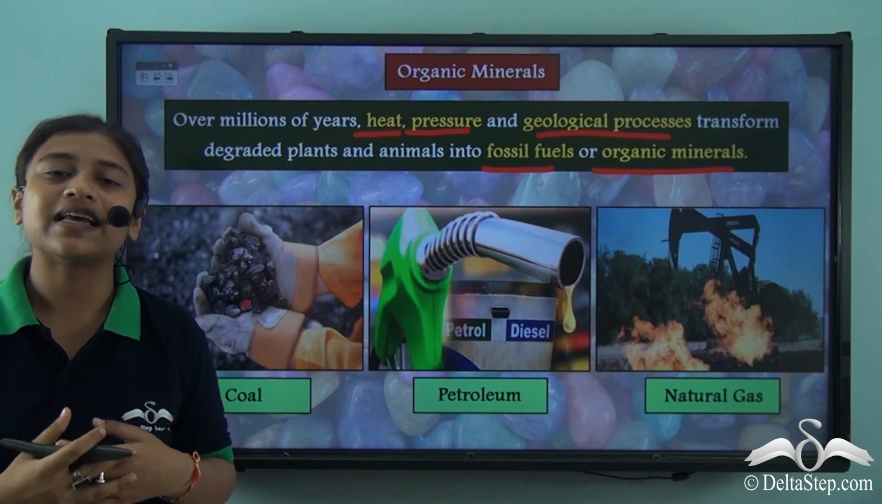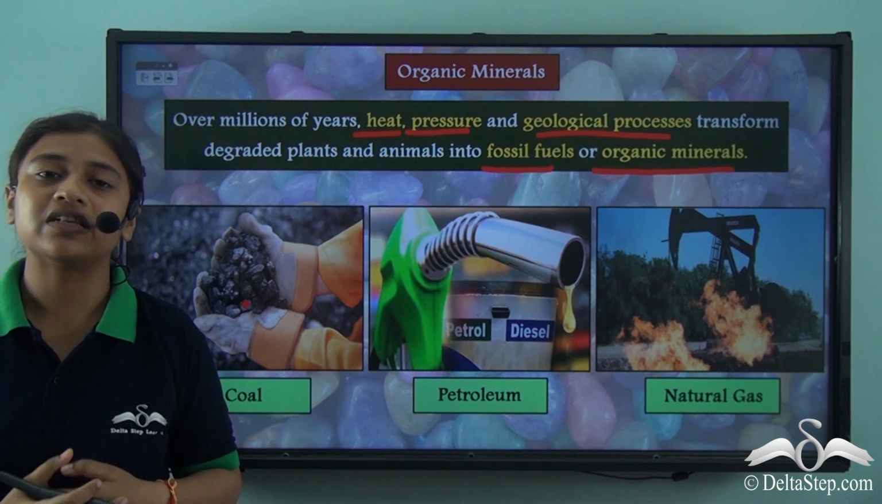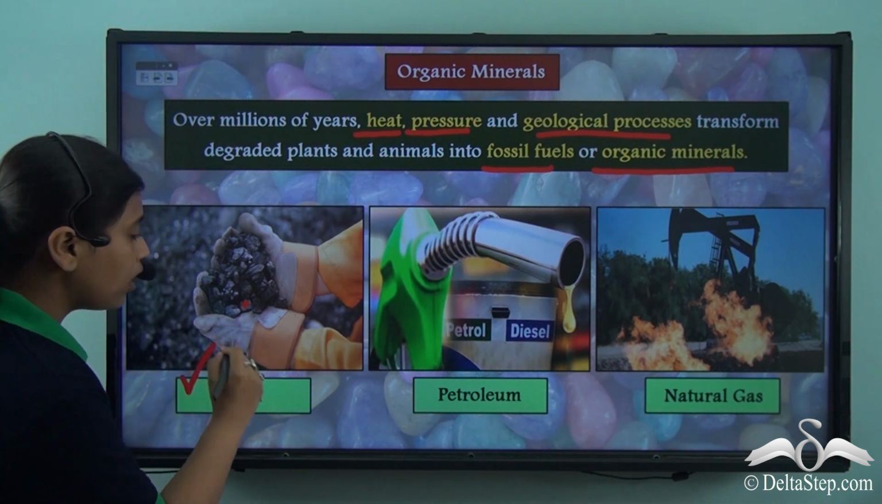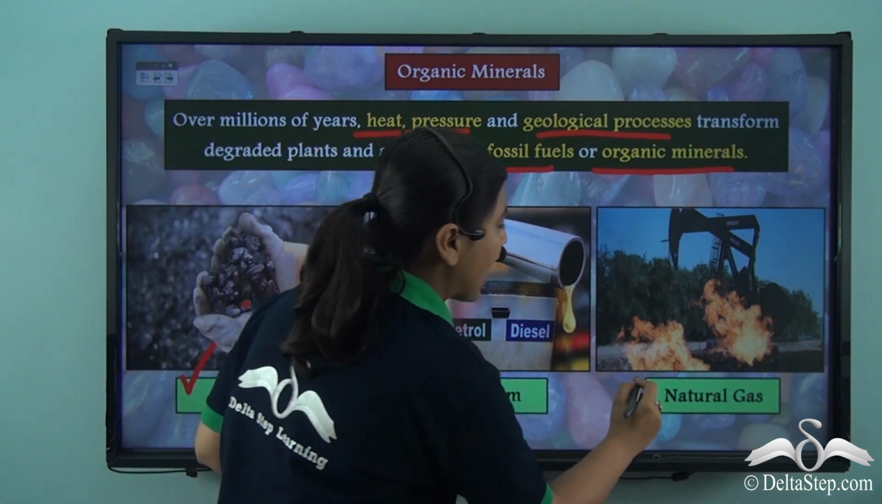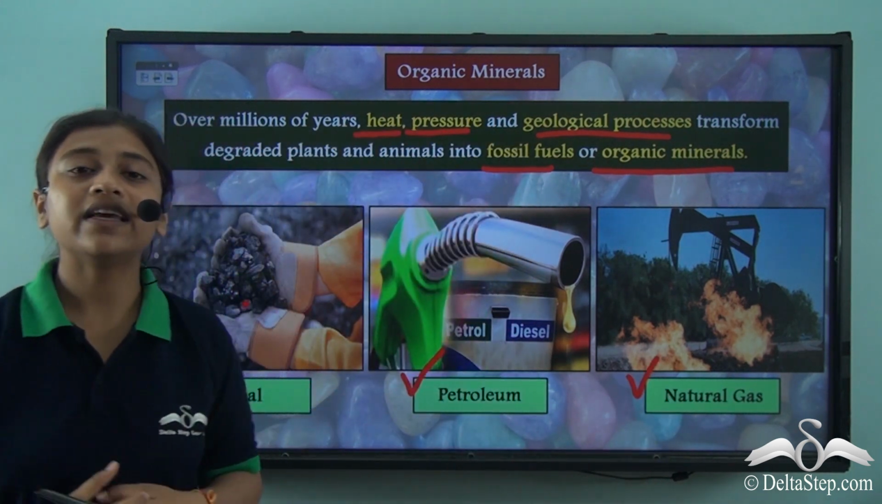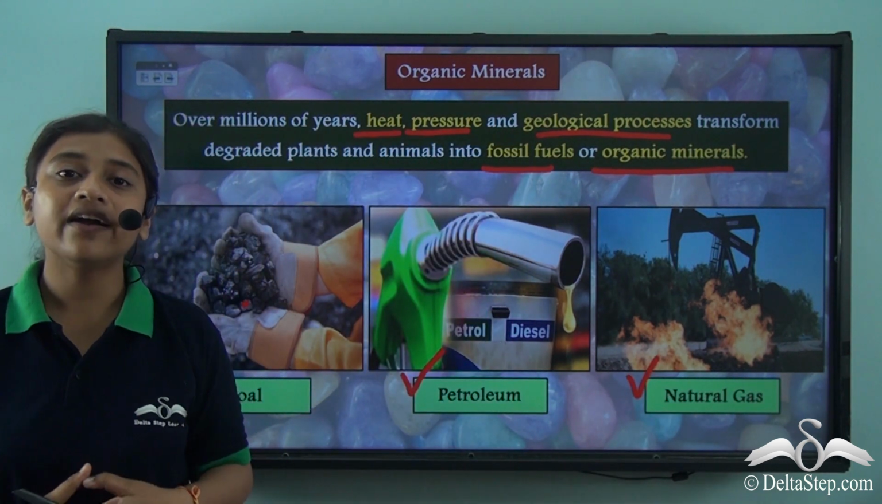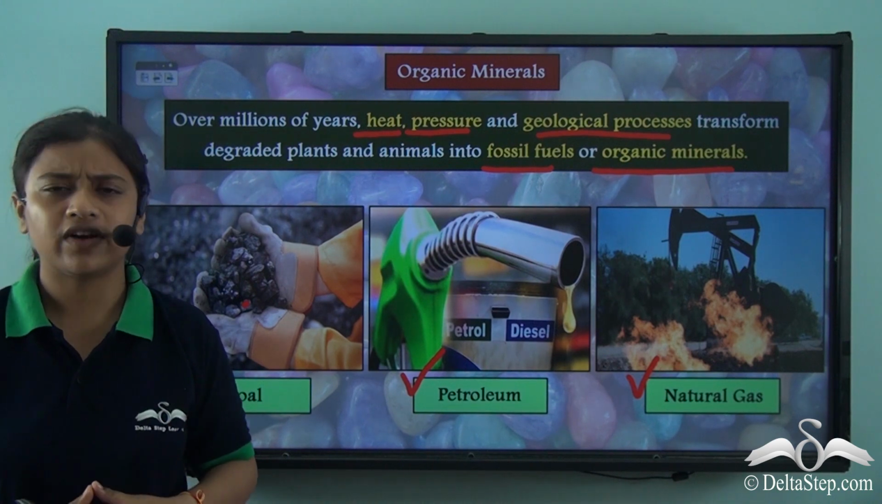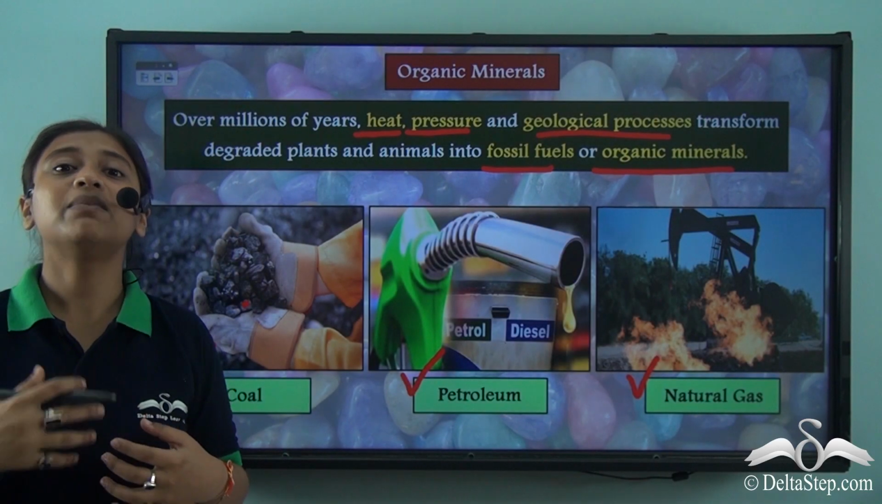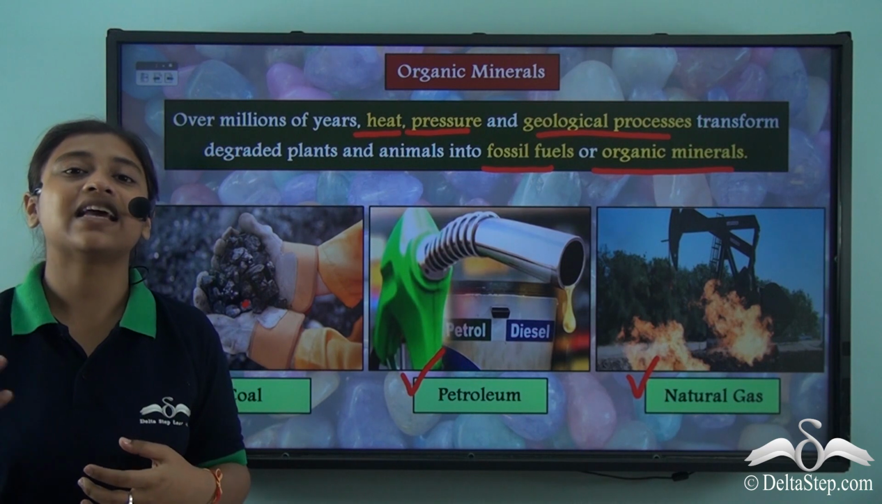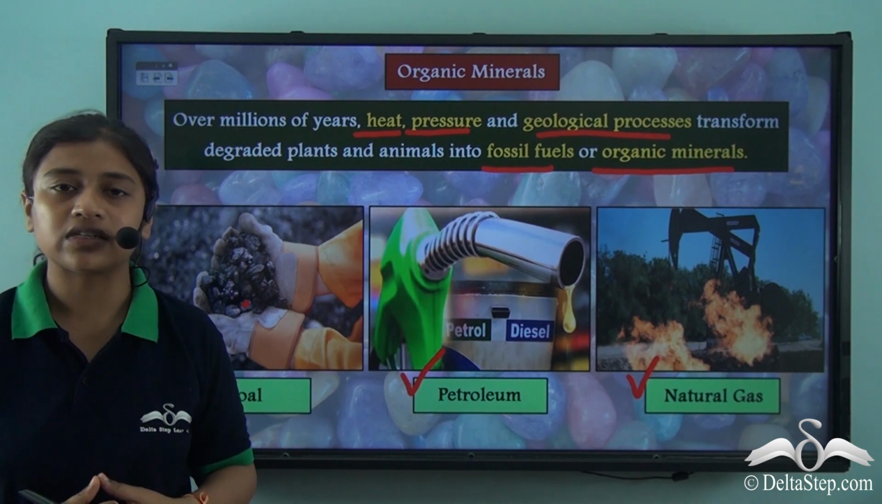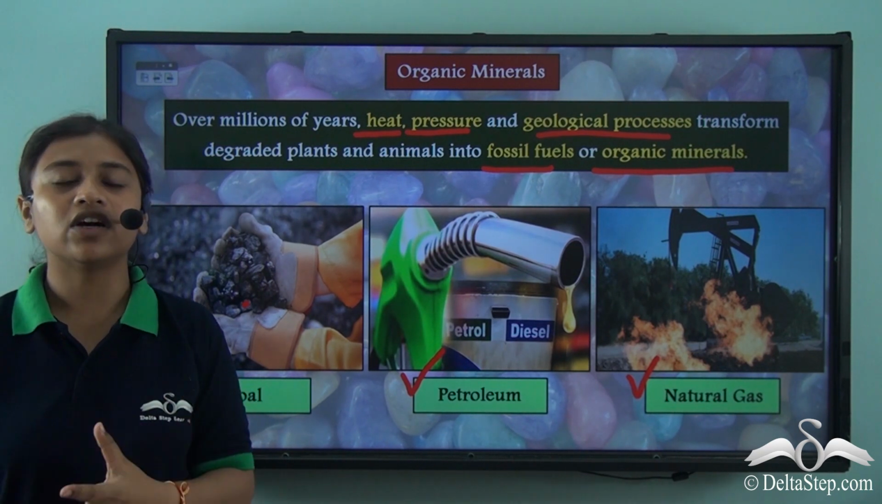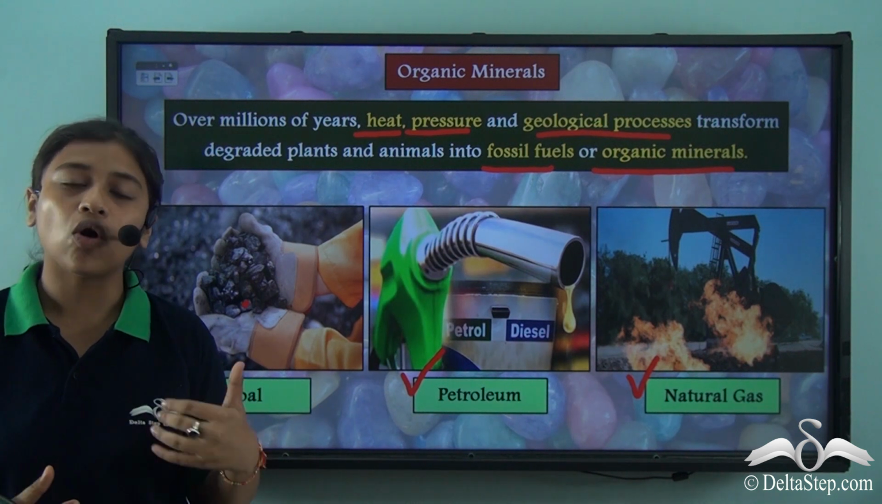Some very good examples of organic minerals are coal, petroleum, and natural gas. These organic minerals are non-renewable sources of energy. That is, they cannot be renewed as fast as any other natural resource. They take millions of years to form and therefore they are non-renewable.